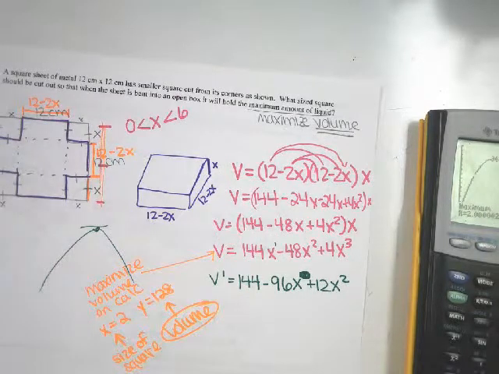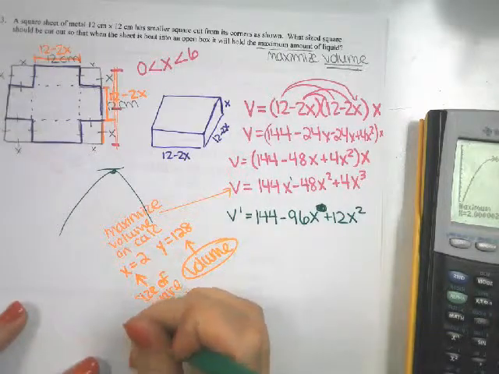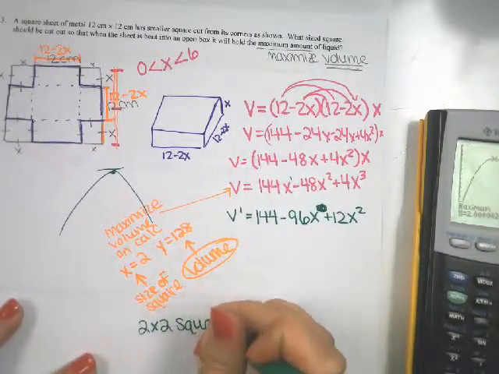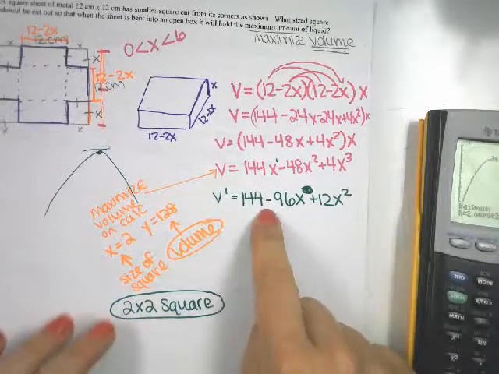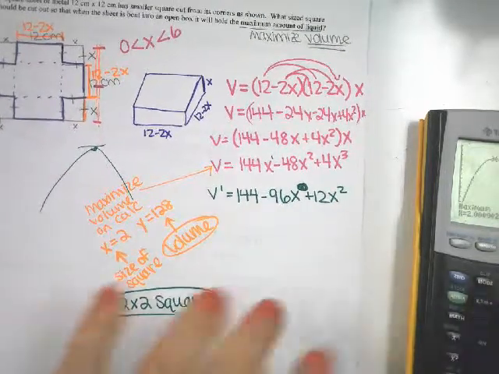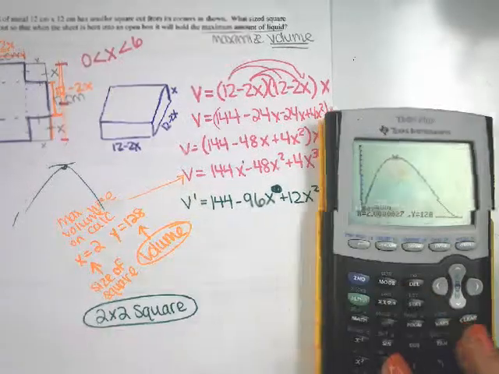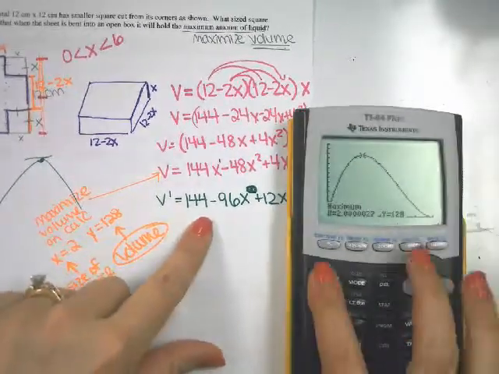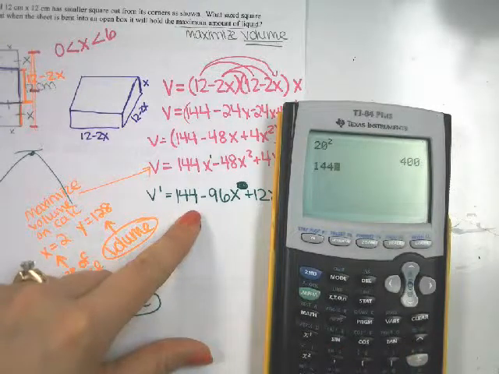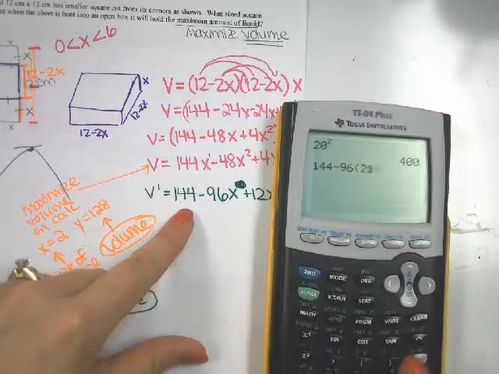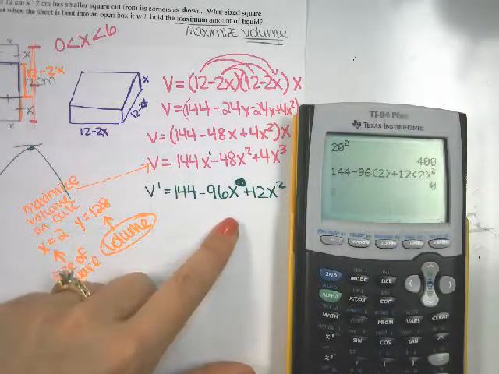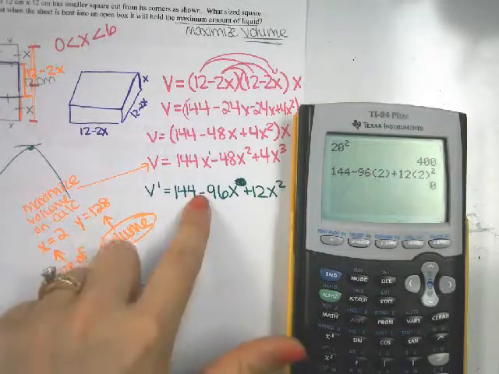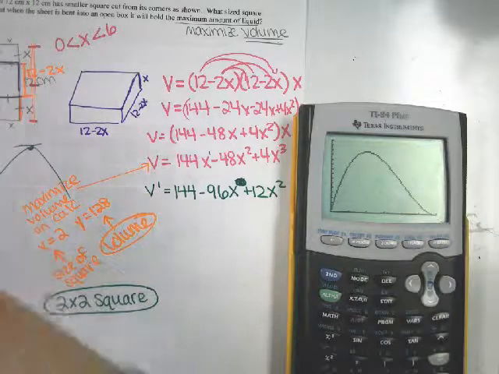So what does it say? What size square should be cut so that when the sheet is bent, it will hold a maximum amount of liquid? This tells us that it should be a 2 by 2 square. The derivative finds the slope, and the slope at a maximum point like this should be 0. So if we plug 2 into our derivative function, it should give us 0. I'm just trying to show you how all this connects. So if I plug in 2, 144 minus 96 times 2 plus 12 times 2 squared gives us 0. So this value does give us a slope of 0 at that point.